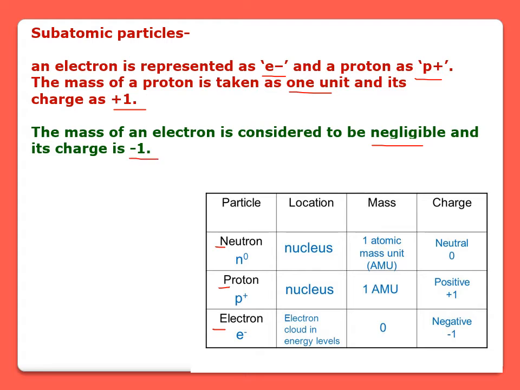Neutron is located in the nucleus. Proton is also there in the nucleus, while the electron is rotating or orbiting around the nucleus in its orbit. As I told you, neutron has no charge, proton is positively charged, and electron is negatively charged.